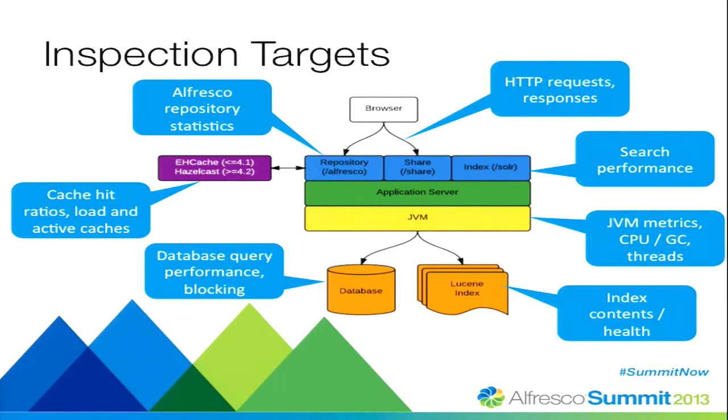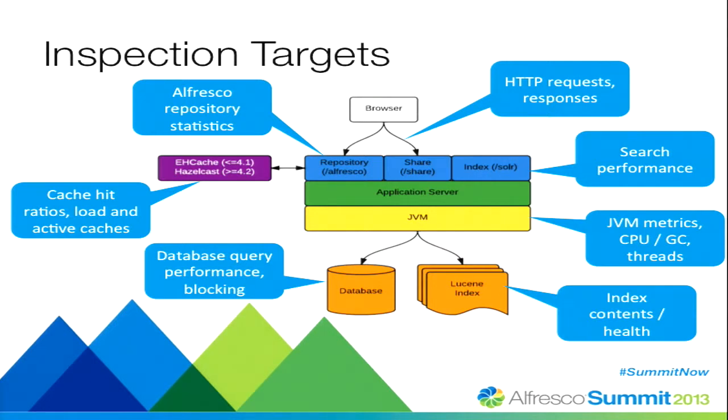So what are our inspection targets here? Well, when we start looking at the index, we can look at things like what's actually in there. What are we seeing when we actually index a document? What Lucene documents exist within our index? Is it healthy? Has it been merged? Is it optimized? On the database side, we've got things like database query performance, any blocking queries. This can become a problem if you have some long-running operations in Alfresco that may have some tables locked, and that could have impacts on UI responsiveness and other applications that you have running against your repository.